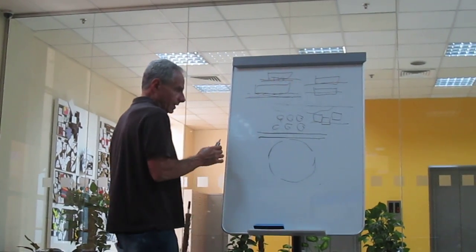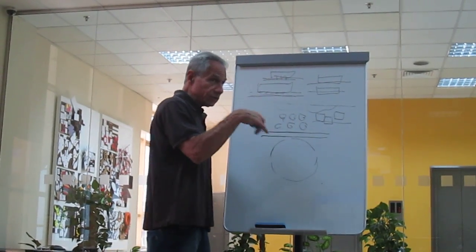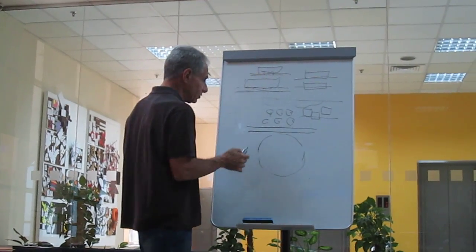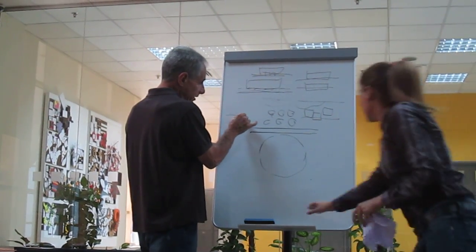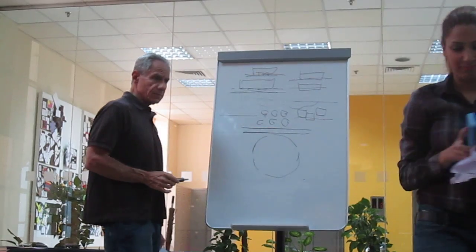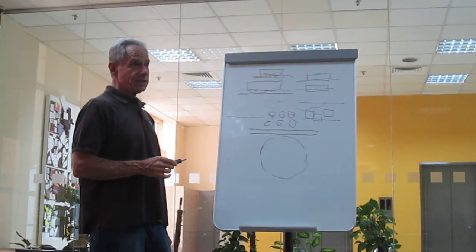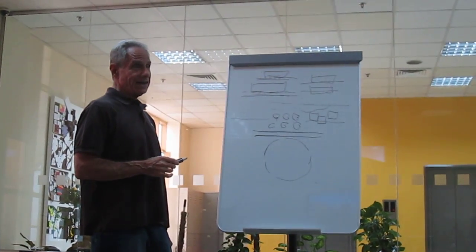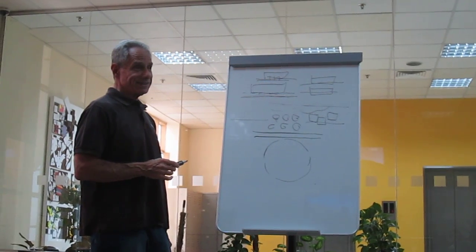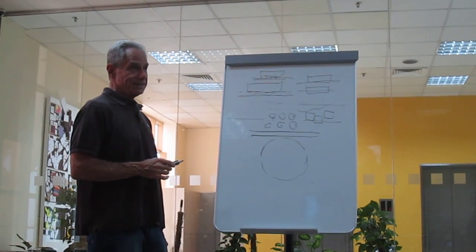So I can't erase this thing, so I have to keep drawing over. It's too hard to erase. There's another, that's a trick eraser. You have to open it. Magnetic ball.